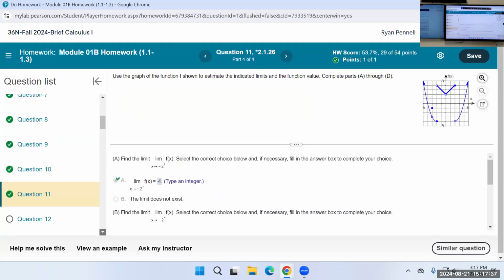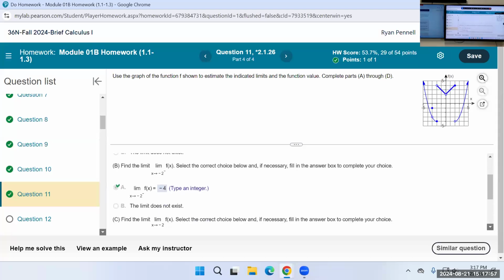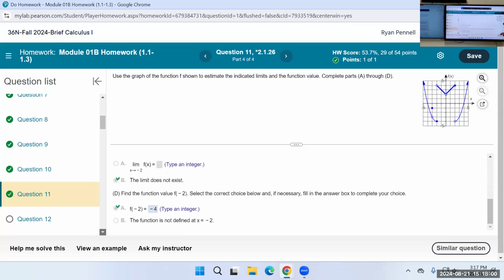Let's do one more like this, just to ensure that it's at least approachable this week. So use the graph of the function, estimate the indicated limits and the function value, complete parts A through D. So find the limit as x approaches -2 from the right, from the left, and the limit if it exists, and the point. We're interested in the limit of f of x as x approaches -2.